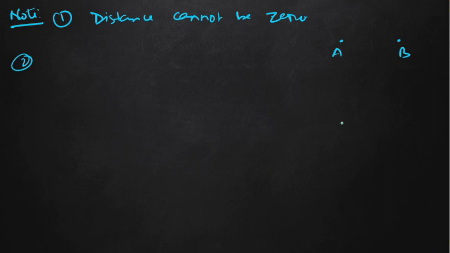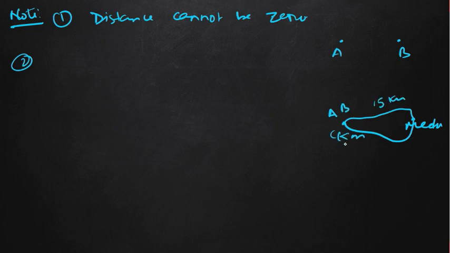Suppose I am at Chokam. I travel to Medu, and again from Medu I come back to Chokam. So I started at Chokam and again reached Chokam. What is the total distance from Chokam to Medu? Suppose the distance is 15 kilometers. Again from Medu to Chokam, this will be 15 kilometers. So what is the total distance I have traveled from Chokam to Chokam via Medu? It is 30 kilometers. So this is our distance. So distance cannot be zero.